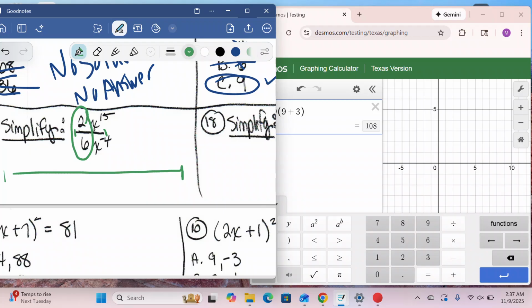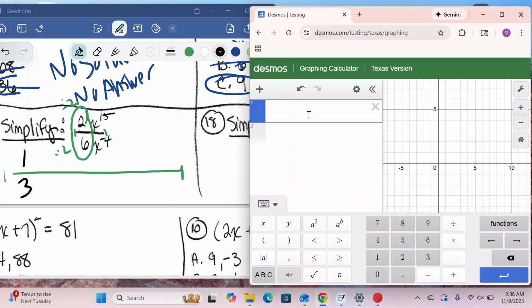Are they both divisible by 2? They are, so I'm going to divide the top by 2, and I'm going to divide the bottom by 2. 2 divided by 2 gives me 1, and 6 divided by 2 gives me 3. And if you don't believe me, input it into the calculator, and it does it for you. So 2 divided by 2 gives me 1, and 6 divided by 2 gives me 3.